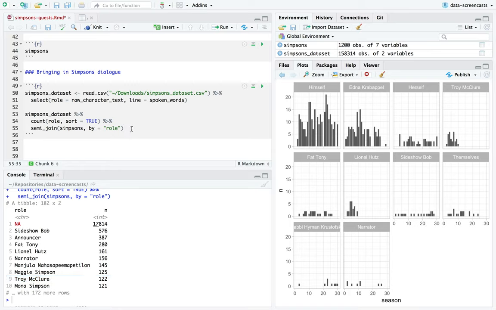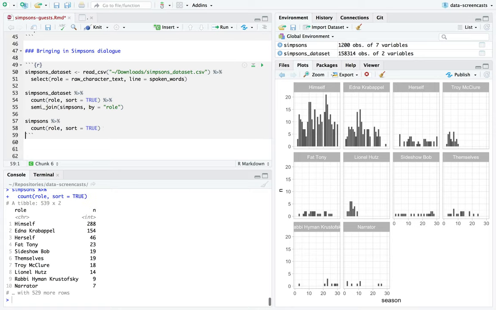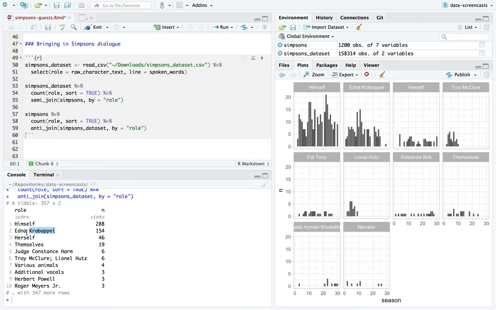So now I can say somebody joined by role, and then we can say, I wonder, are there any characters that we're really missing in our data set? Count role, who are not in the dialogue data set. Could be for a lot of reasons. Could be that they're spelled differently. Could be that the data set covers a different range of time. So Edna Krabappel's probably rephrased as Mrs. Krabappel. So himself, herself, themselves, of course, are different.